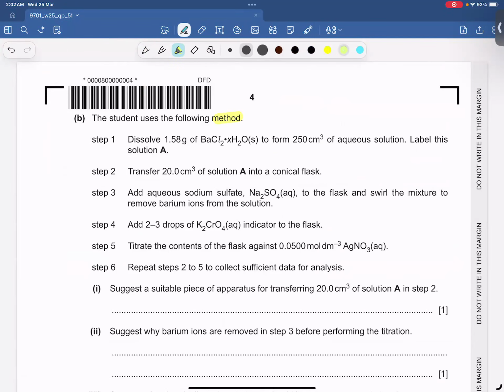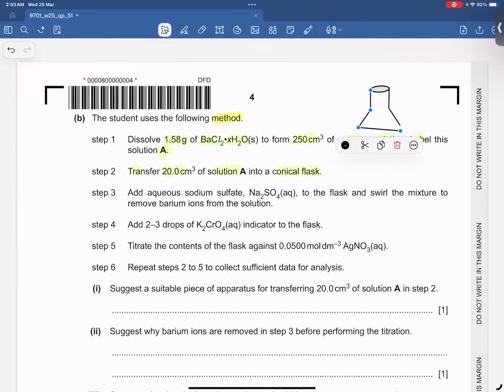By the way, dissolve 1.58 gram of hydrated barium chloride to form 250 cm³ of aqueous solution. Label this solution A. Okay. Transfer 20 cm³ of solution A into the conical flask. So technically, we have a conical flask here, and in this flask we have this barium chloride. Okay. So we have barium chloride in it.